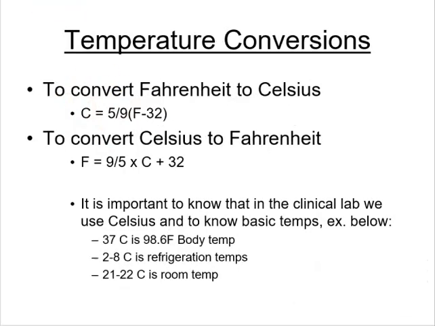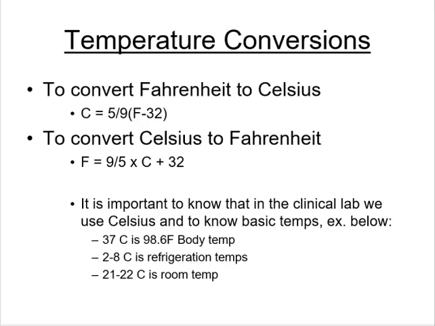In the laboratory, it may also be necessary to be able to convert temperatures from Fahrenheit to Celsius and Celsius to Fahrenheit. The formula to convert Fahrenheit to Celsius is Celsius equals 5/9 times Fahrenheit minus 32. The conversion of Celsius to Fahrenheit is Fahrenheit equals 9/5 times Celsius plus 32.